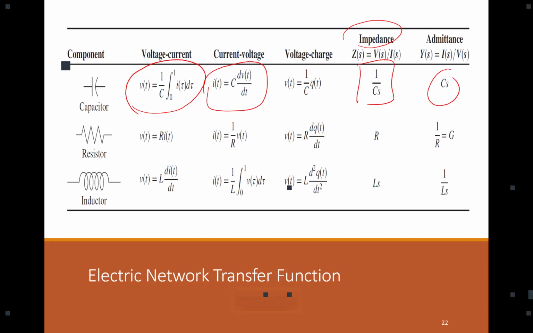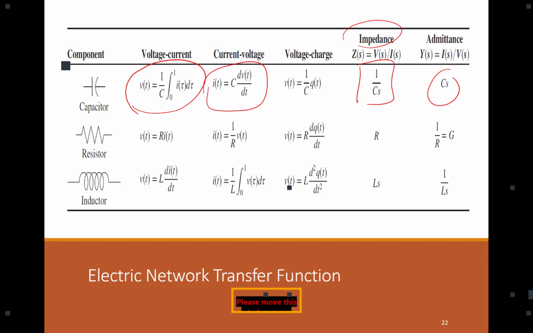Now, same goes for the resistor. Resistor is simpler because it has a linear relation. In a resistor, the current and voltage have a linear relation. So simply the voltage is Ri and the current is 1 over R times V. So the impedance in the S domain is going to be R, that coefficient, and the admittance is going to be 1 over R, which we normally show as G in the circuit. Either one of these would help you to run the analysis.